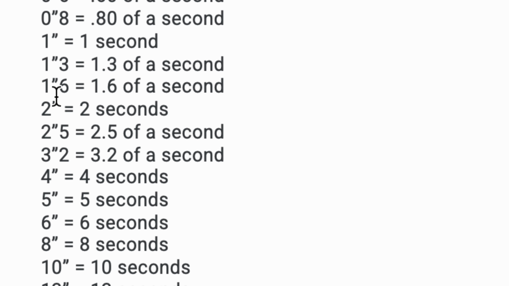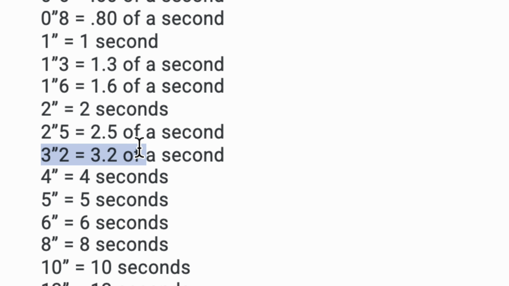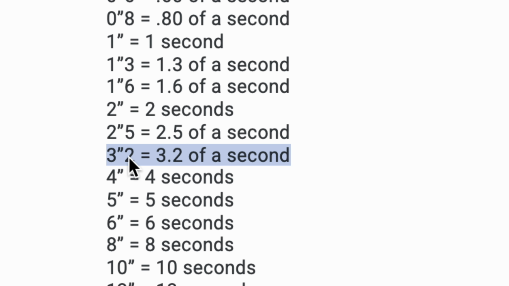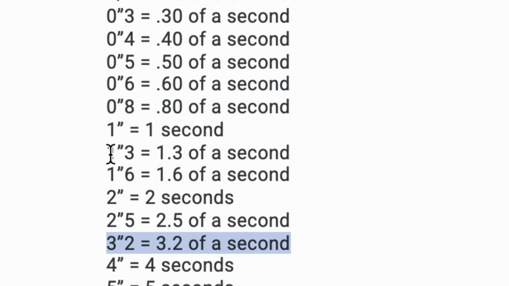Now this is where it gets a little bit more complicated. People are like, well, what does that mean then? It means 3 seconds and 0.2. So 3.2 seconds. So 3 seconds and 0.2 seconds, right? You can see the different increments right here.